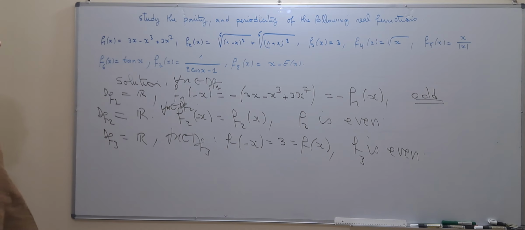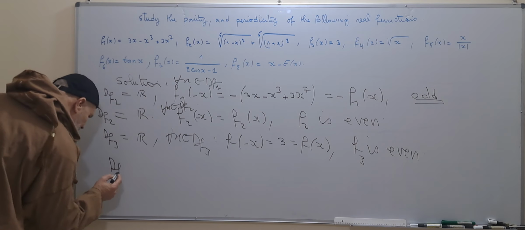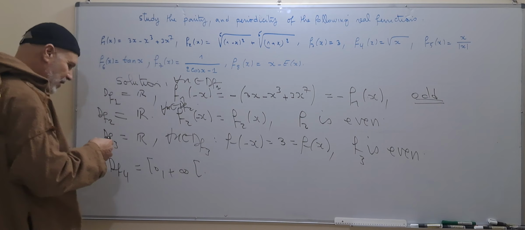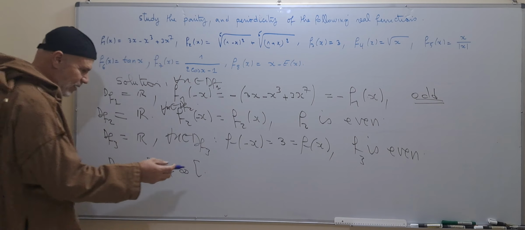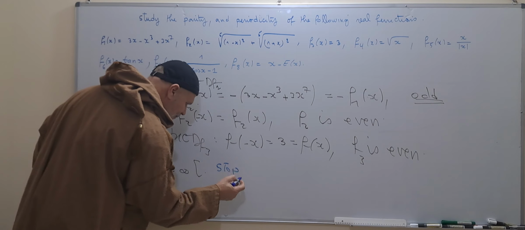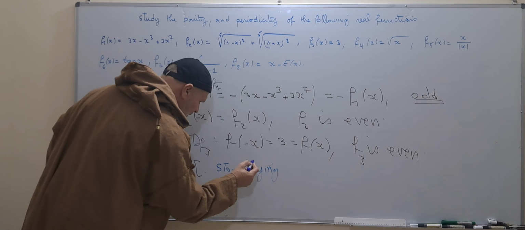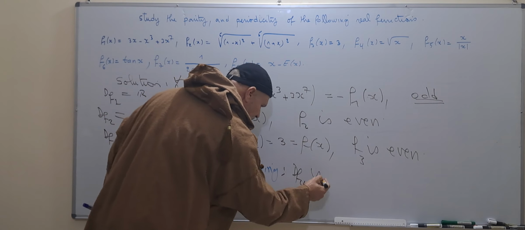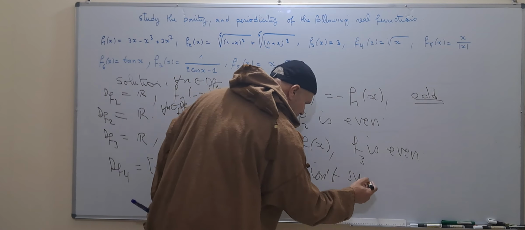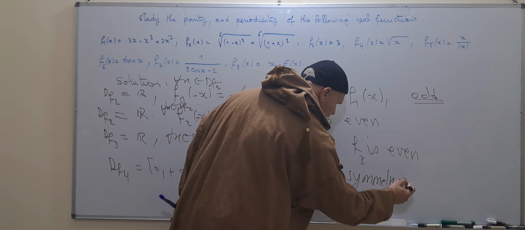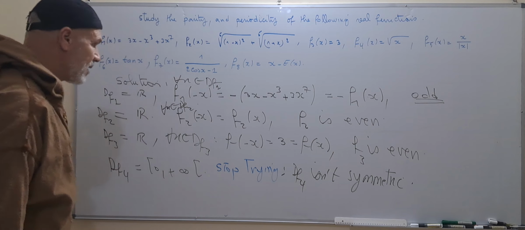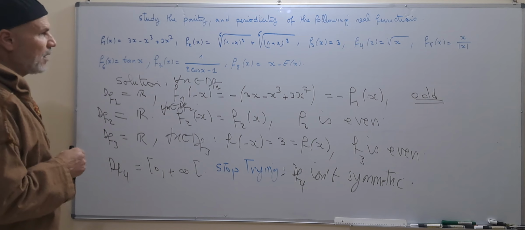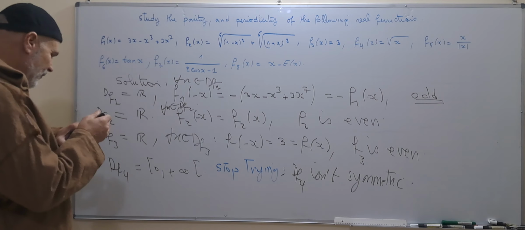How about f4? The f4 is defined on 0 to plus infinity. Here we will stop. Why? Because the domain of definition is not at all symmetric. So we stop. It is neither even nor odd.